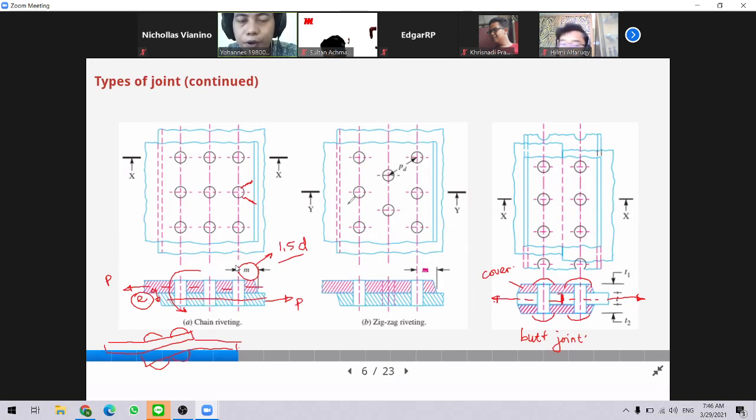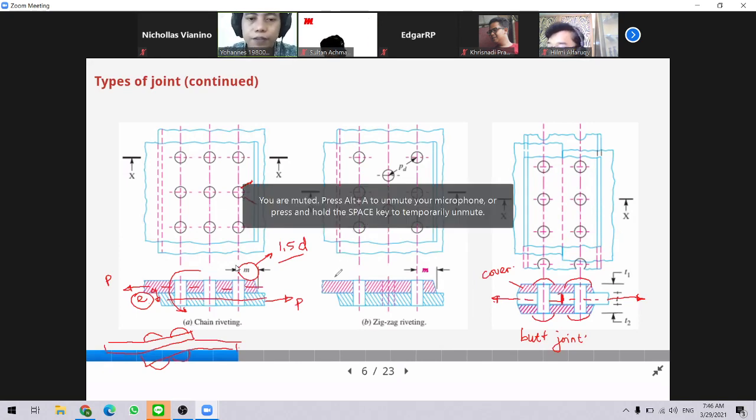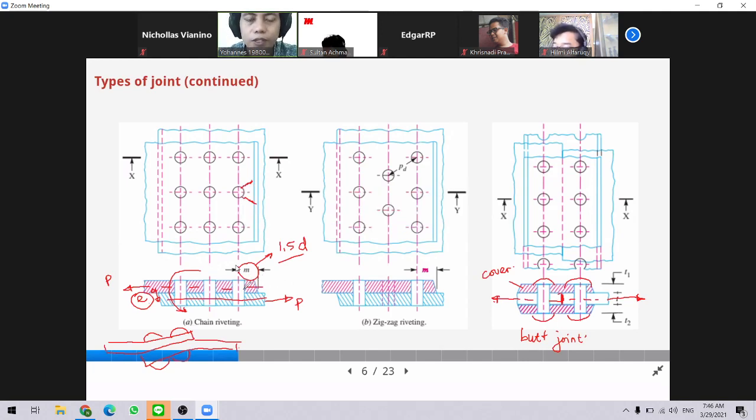So the main point of this slide is, first, that we have to consider the minimum distance from the edge of the plate. And next, for the other type of joint, that is the butt joint, we can avoid the bending moment created by the eccentric load by keeping both plates in line. That's the main point.